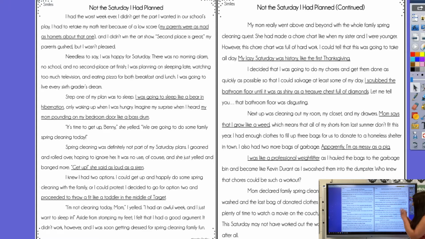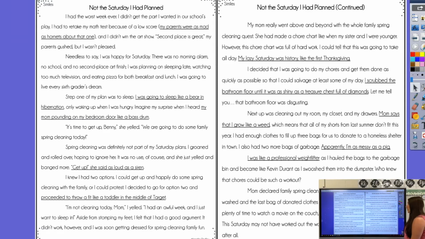I had an awful week and I just want to sleep in. Aside from stomping my feet, I felt that I had a good argument. It didn't work, however, and I was soon getting dressed for spring cleaning family fun. My mom really went above and beyond with the whole family spring cleaning quest. She had made a chore chart like when my sister and I were younger. However, this chore chart was full of hard work. I could tell that this was going to take all day. My lazy Saturday was history, like the first Thanksgiving.